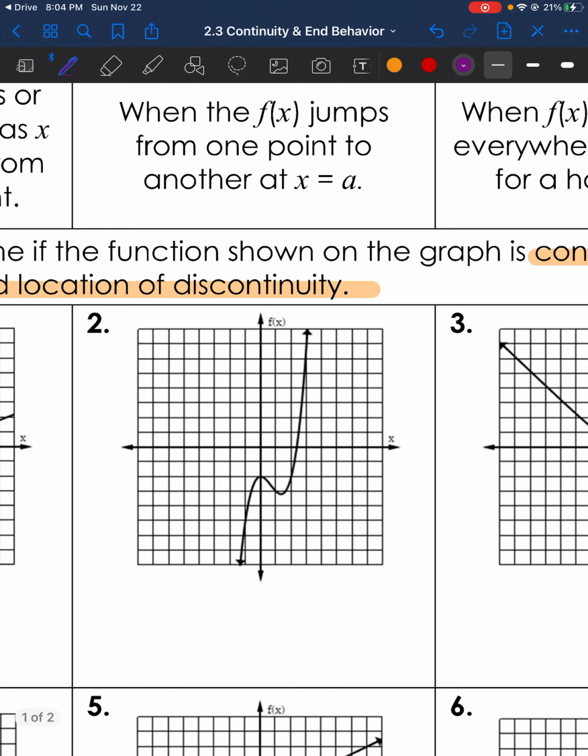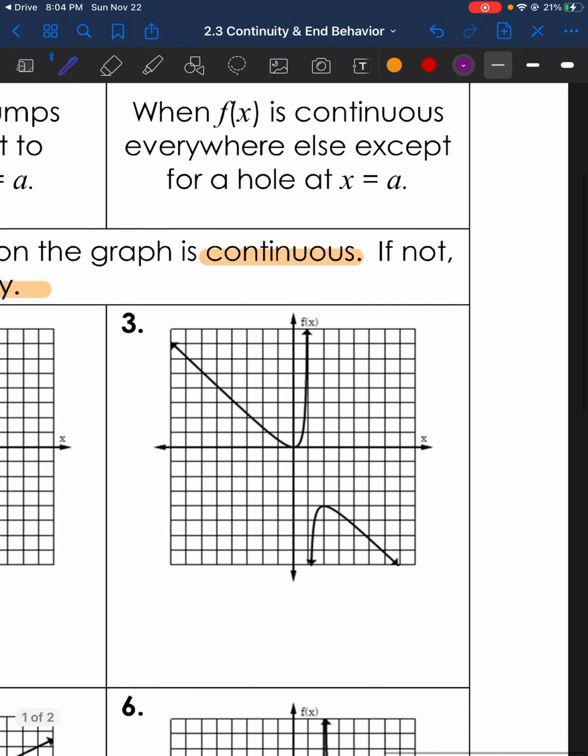All right, moving on to number 2. Does this function have any breaks or holes? I remember my teacher in high school said, can you put your finger on one spot and trace the entire function without lifting up your finger everywhere that it's defined? In this case, the answer is yes. So we'll say that this is continuous. There are no breaks or jumps in this function here.